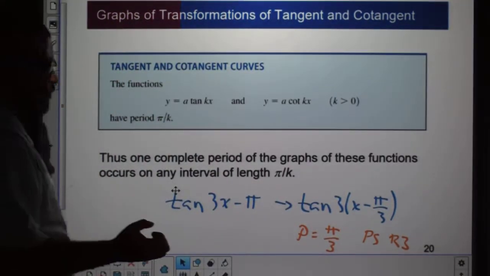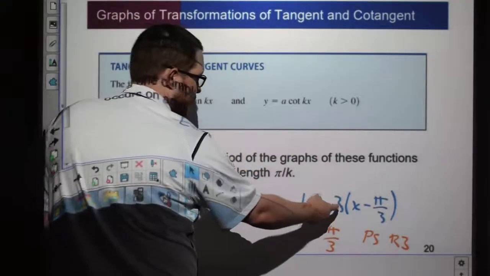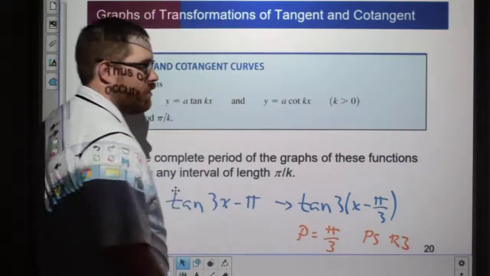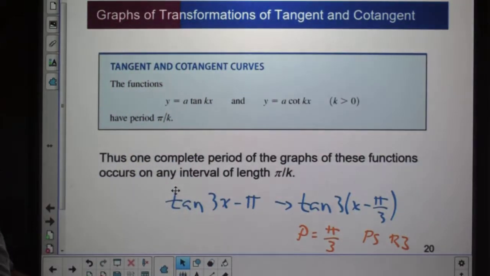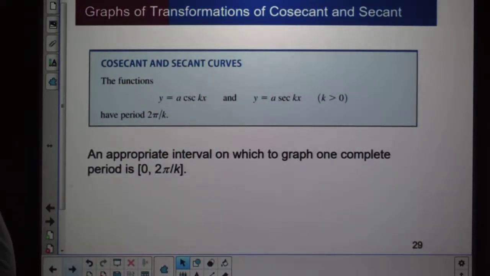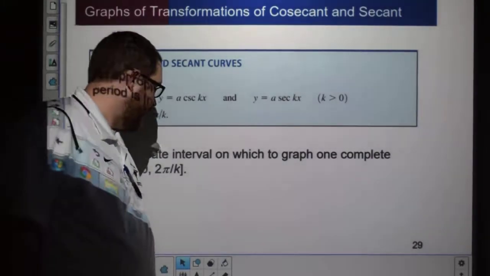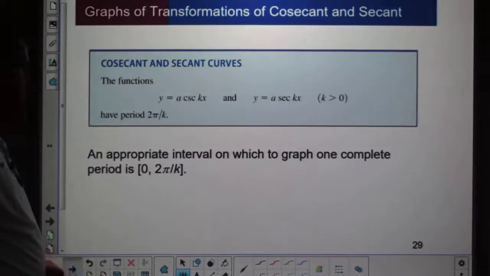And what would you do with those important points? You would divide the x values by 3, get your answers, and then you would add pi over 3 to all your x values to move them to the right. Secant and cosecant, because they come from sine and cosine, they have periods of 2 pi. So let's actually just do an example of one here.